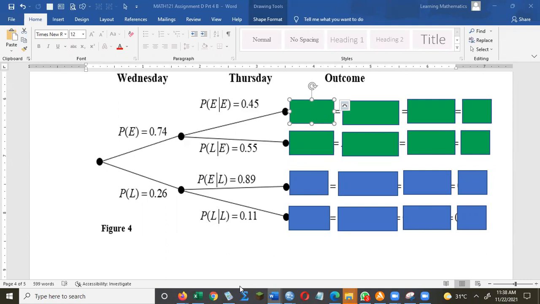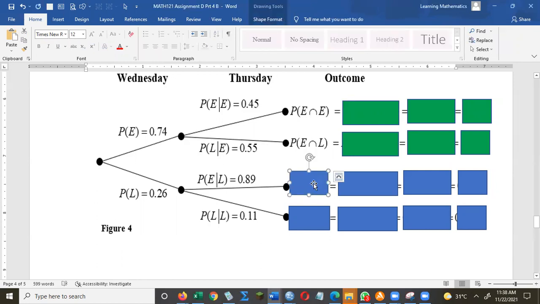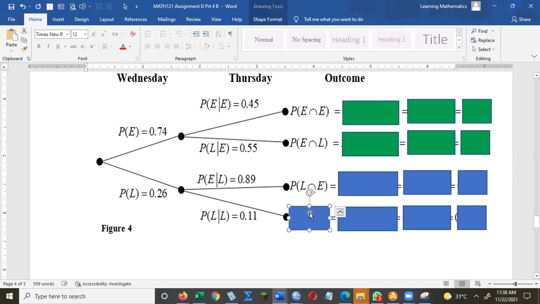Okay, early, then early. Early, then late. If early, then late. What about this one? If late, then early. Late, then early. And then now the intersection symbol you have to use. And this one is late, then late.